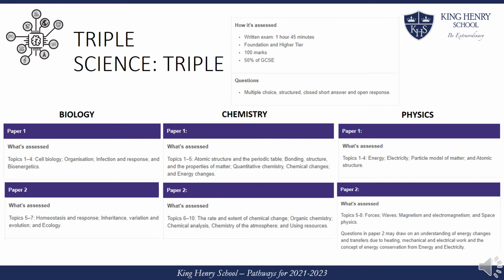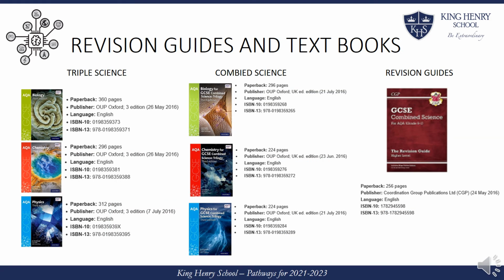To help you with your studies, there are a number of books and revision guides that you could purchase if you wish to. If you were doing triple science, you can see here there are 3 specific textbooks that are linked to the triple science. If you are doing combined science, you would need to buy the textbooks that specifically say Combined Science Trilogy. And then equally, you have revision guides that will be linked to which particular examination you're taking.